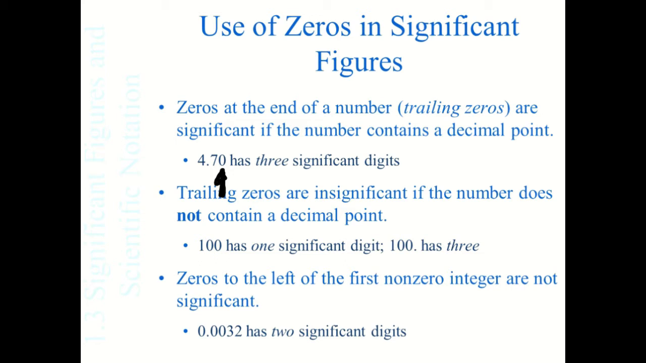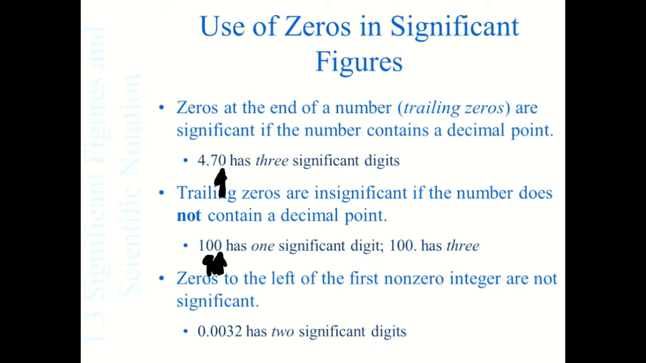Trailing zeros are insignificant if the number does not contain a decimal point. Look at the number 100. It has 2 trailing zeros. They are insignificant. There's no decimal. They are simply placeholders. They are simply maintaining the value of the number.